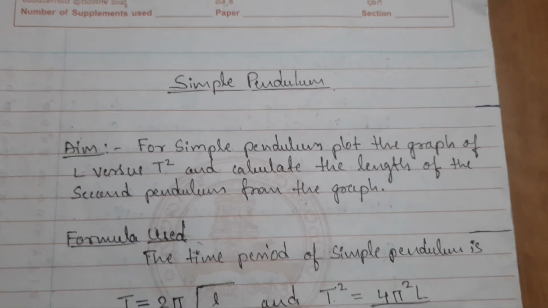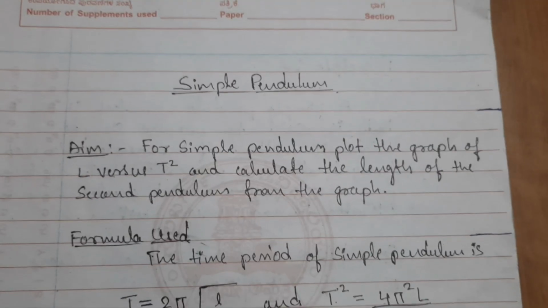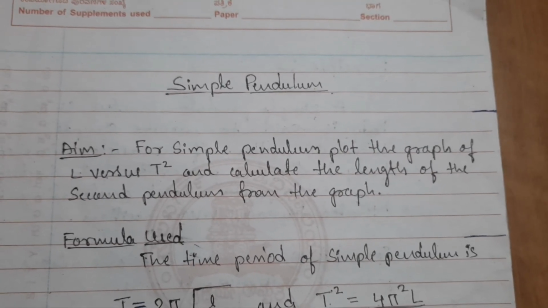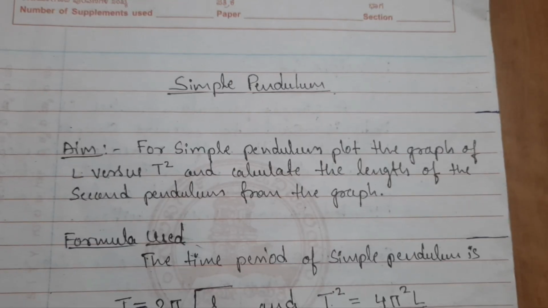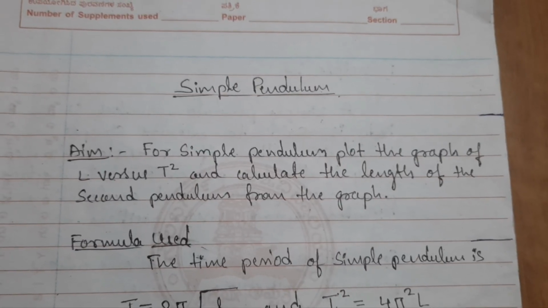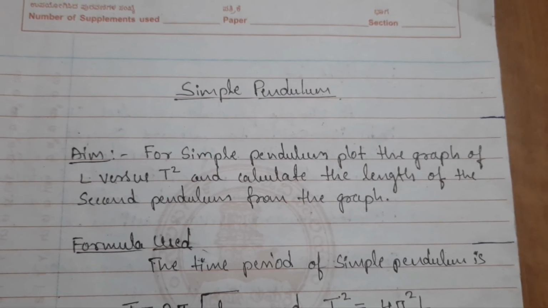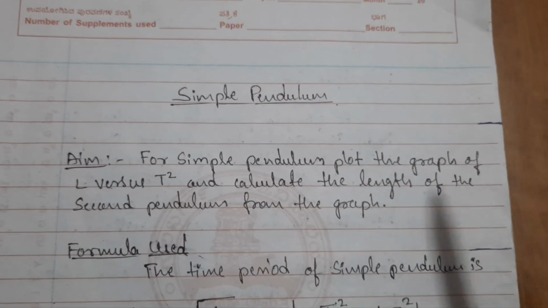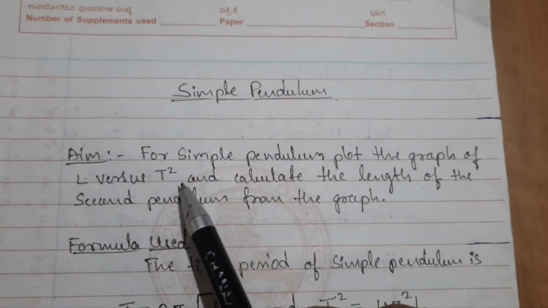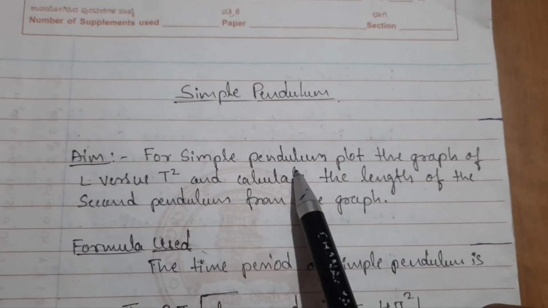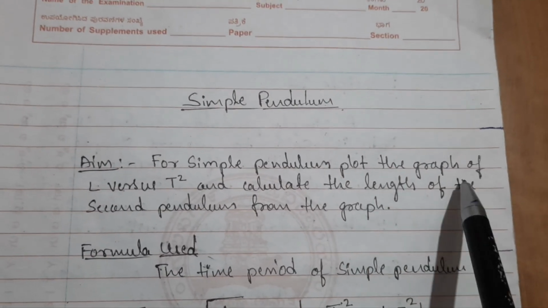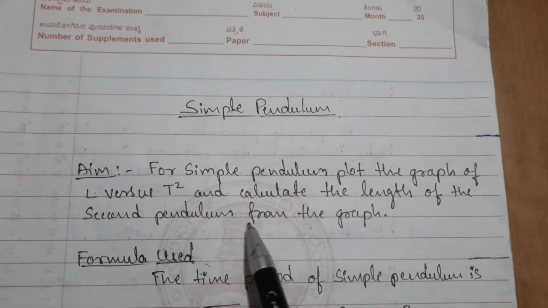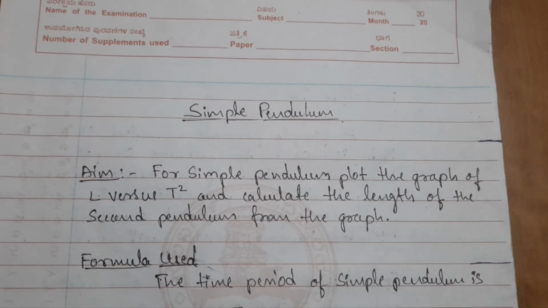Here in this video I am going to explain one of the experiments for PUC first year students, that is the simple pendulum. In the previous video I have explained about the vernier caliper and screw gauge, so you can watch those videos. Here the aim of this experiment is, for a simple pendulum, plot the graph of L versus T square and calculate the length of the second pendulum from the graph.